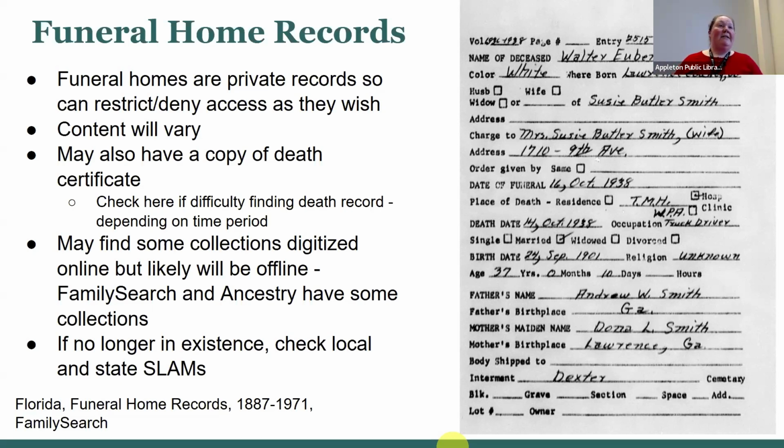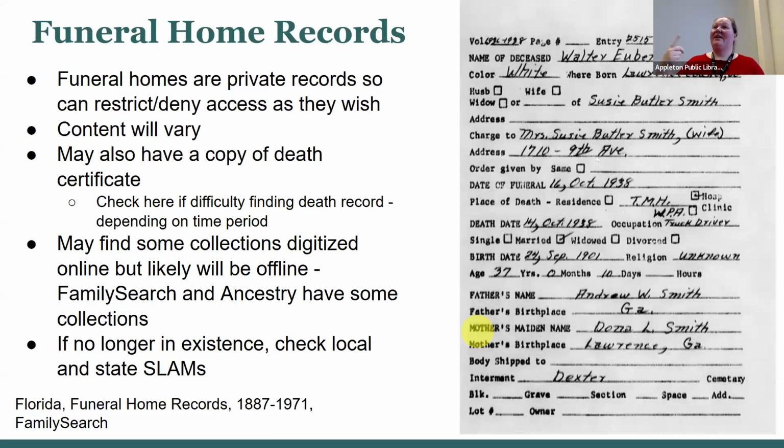Most of them are going to be offline, but FamilySearch and Ancestry, the two main genealogy sites, have some collections. You can see this example of the database is called Florida Funeral Home Records from 1887 to 1971. This has a funeral home record for this person. Again, you get the name, where they were born, who their spouse was, the address, date of funeral, place of death, date of death, occupation, marital status, birth information, religious information, their age, parents' names, and where they're interred. So again, you just never know the level of detail that you're going to get in one of these records.